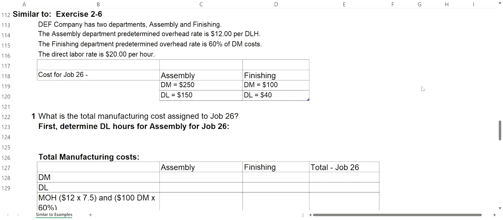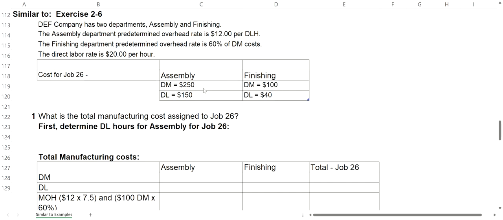Hello, this is Connie Belden, and in this problem, we are going to have a different predetermined overhead rate for each department, but in this case, the departments are going to pick a different activity. Let's assume that we have the assembly department, and their predetermined overhead rate will be $12 per direct labor hour. But in this problem, we have a finishing department, and its predetermined overhead rate will be 60%, and the activity will be based on direct material cost.